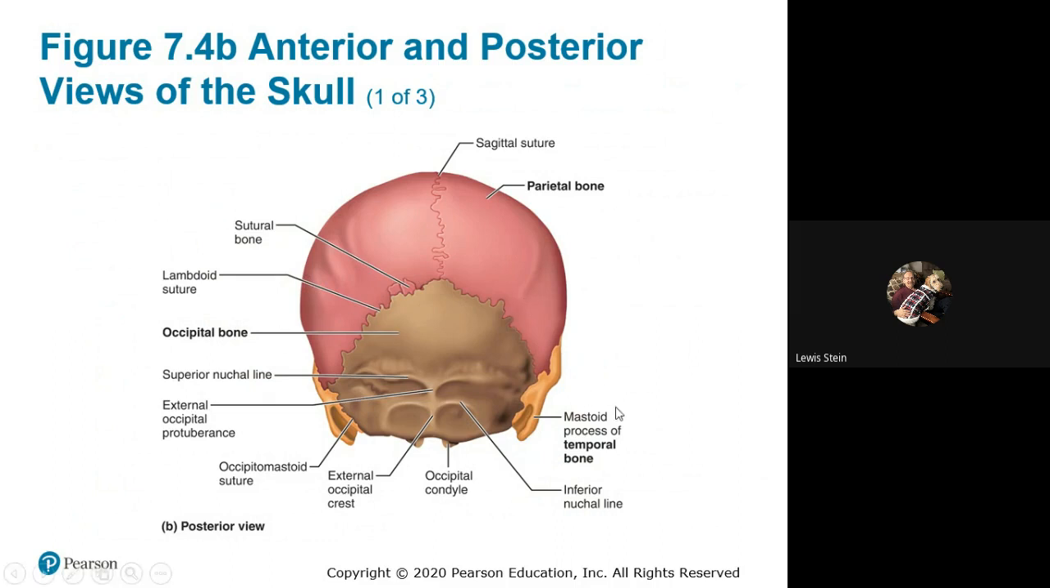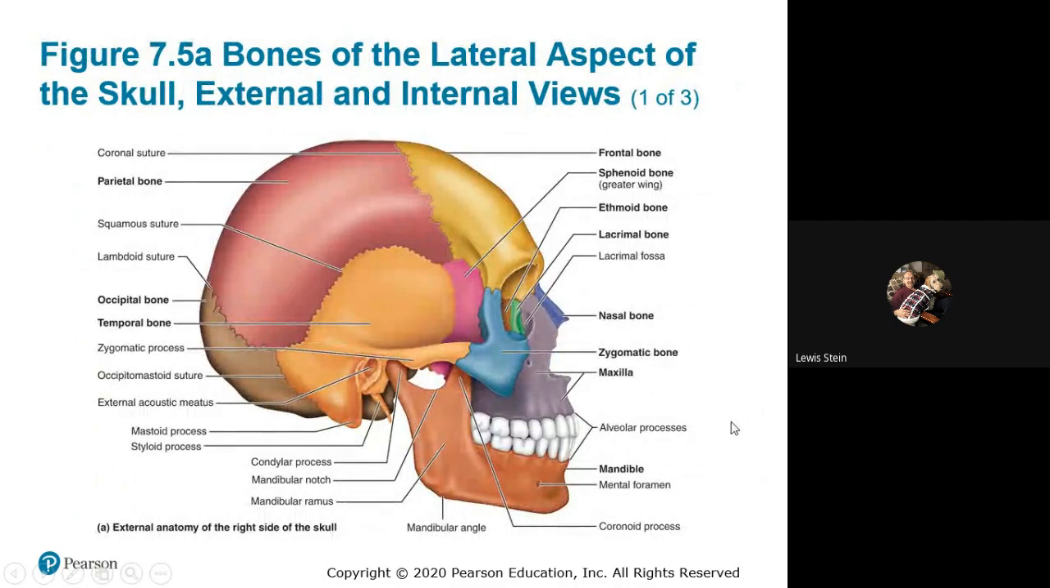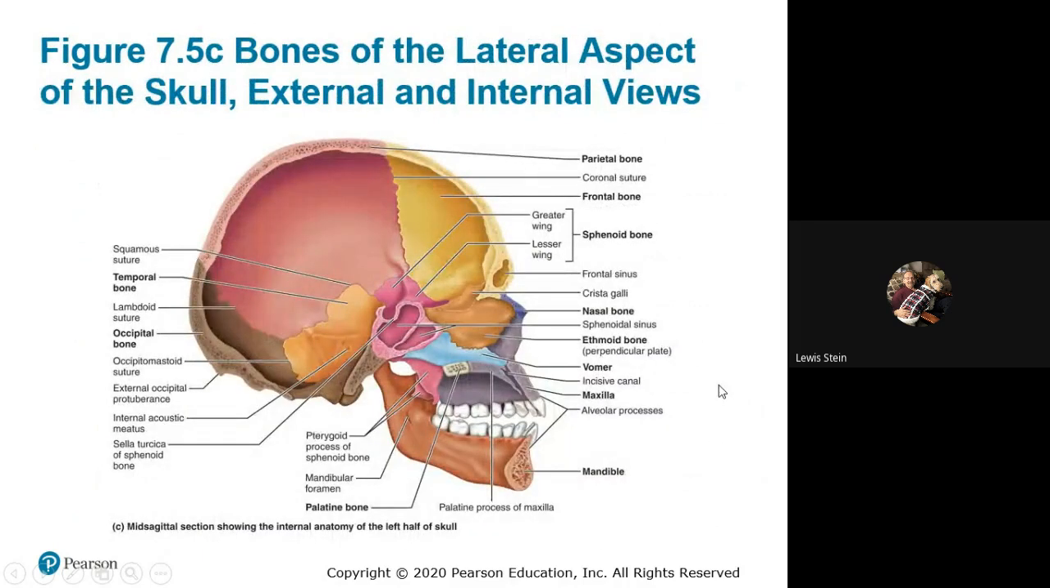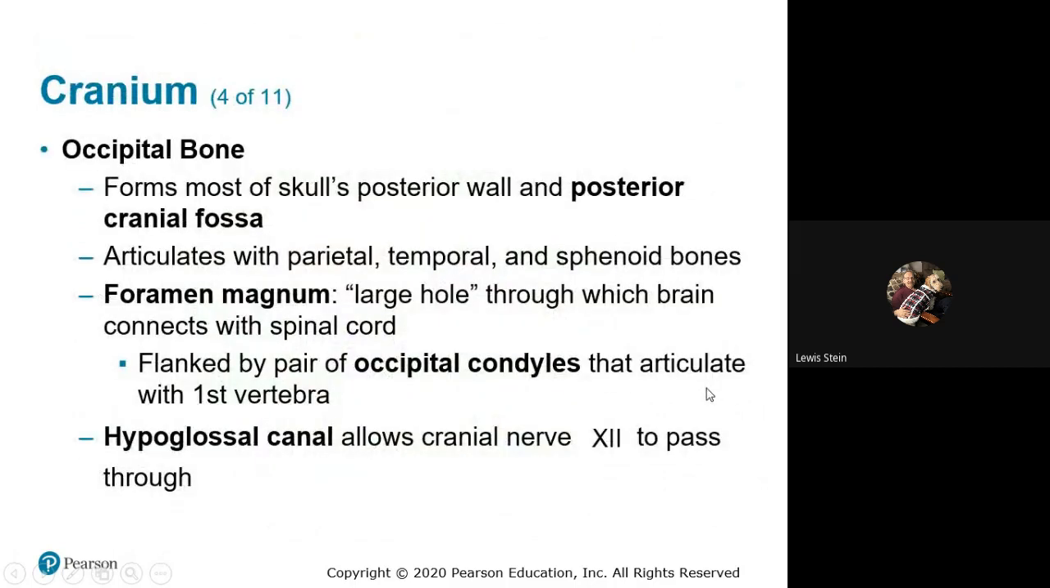Here's the occipital bone. You can see the line and the ridges. The bump that you feel back here is called the external, outside, occipital protuberance, something sticks out. And here are the condyles that are there. So you can see it again, and I use the same illustrations kind of over and over. Most of the back of the skull articulates with the parietal, temporal, and sphenoid bones.